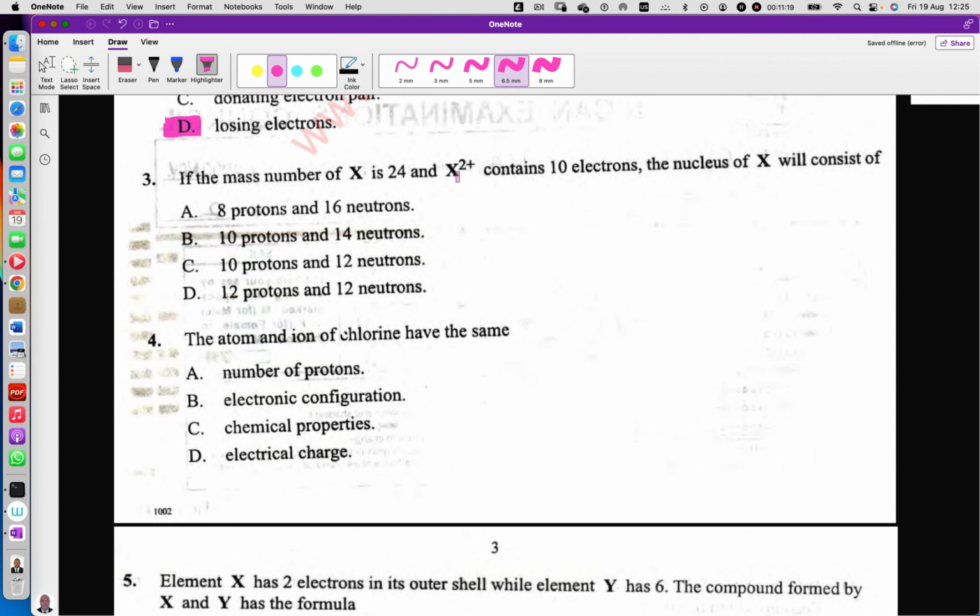And let's see if the answer is like that. A, 8 protons and 16 neutrons. It doesn't work like that. B, 10 protons and 14 neutrons. It doesn't work like that. C, 10 protons and 12 neutrons. It doesn't work like that. D, 12 protons and 12 neutrons. Excellent. D is our answer.